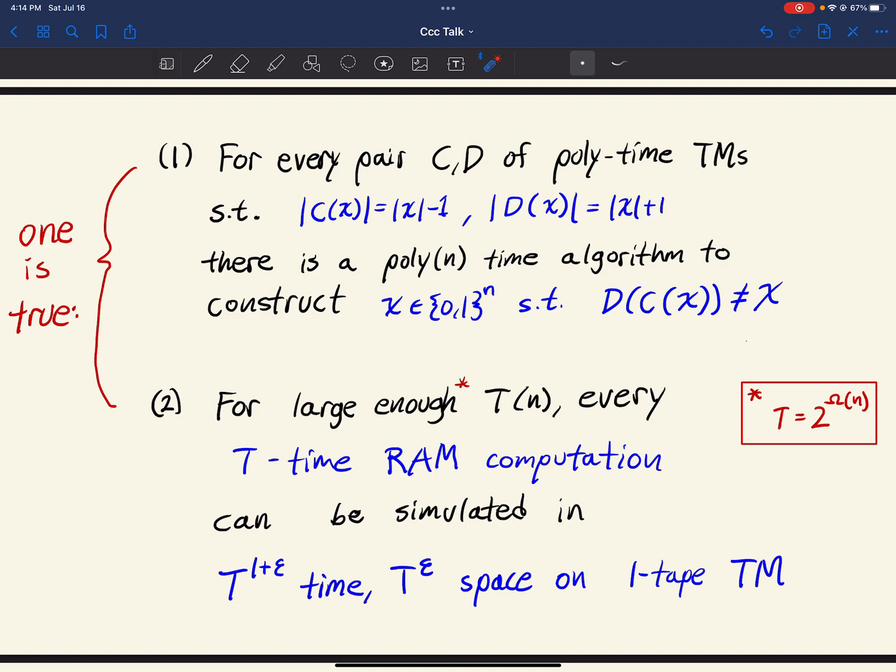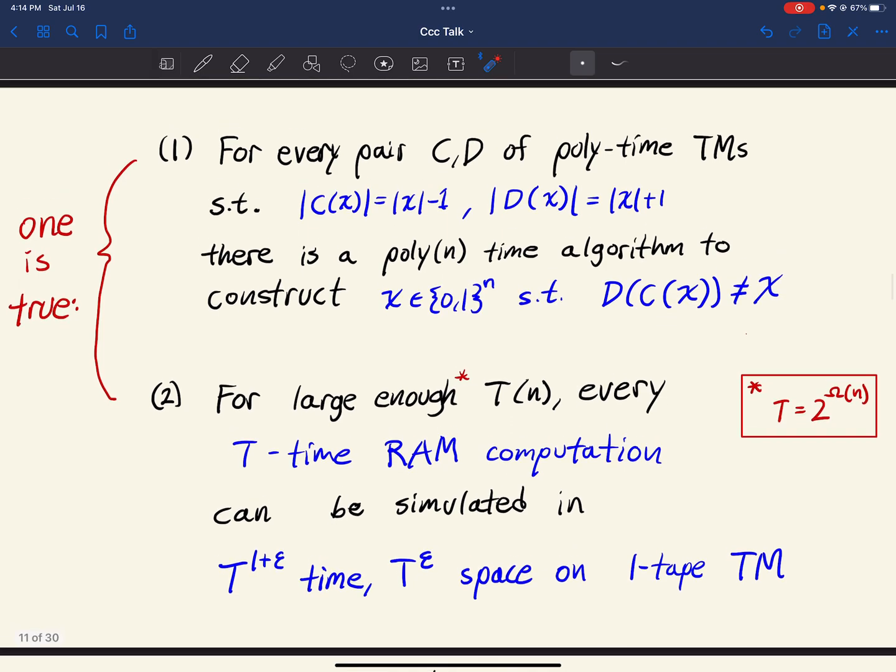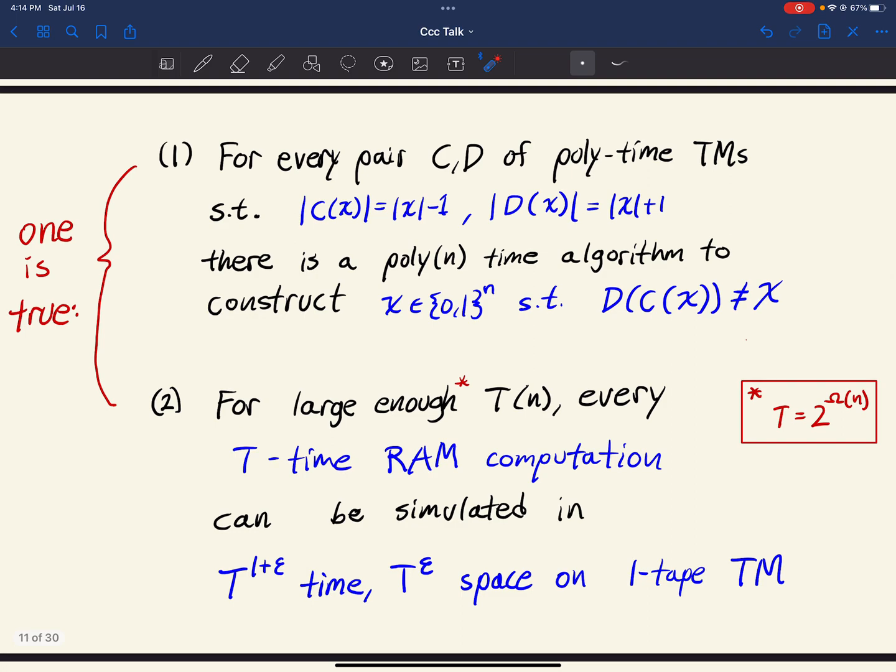And the second statement is that for sufficiently large time bounds t, every t-time RAM computation can be simulated in t to the 1 plus epsilon time and t to the epsilon space on a one-tape Turing machine. So what we get is either there is a constructive witnessing algorithm for the Pigeonhole principle, or there is a universal simulation of RAM with low space and little overhead in time.